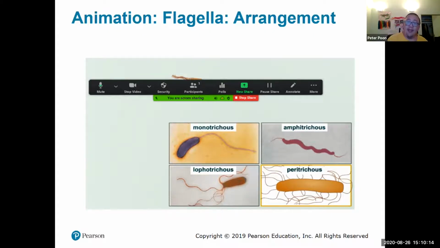So that just goes to show you that the bacteria can do 2 things. It can run or it can tumble. So it runs to move in one direction, then it tumbles to change directions.